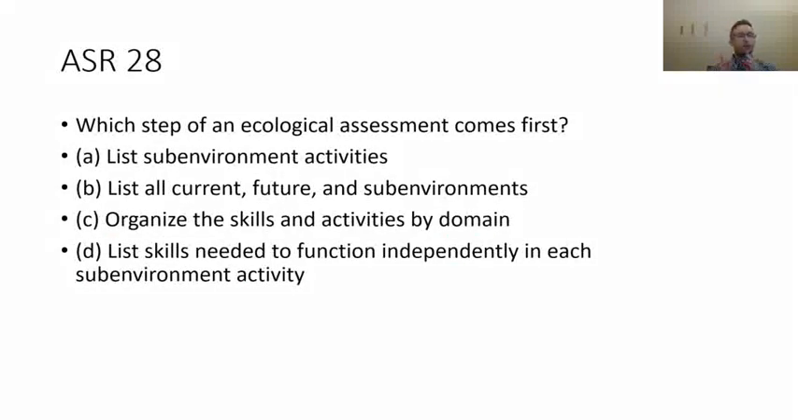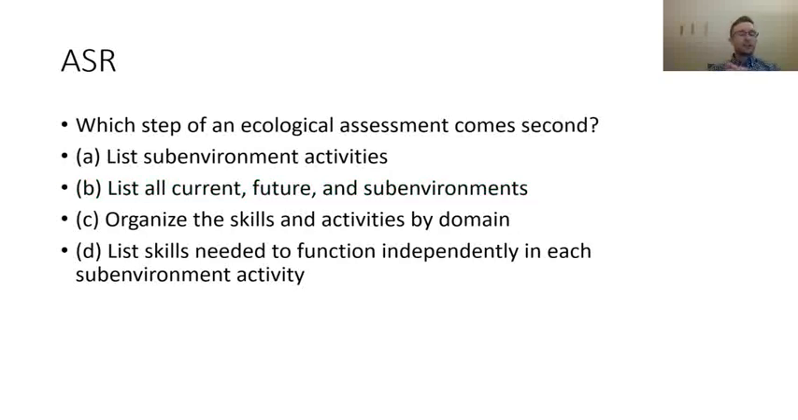ASR 28. Which step of an ecological assessment comes first? Is it A, list sub-environment activities, B, list all current and future sub-environments, C, organize the skills and activities by domain, or D, list skills needed to function independently in each sub-environment activity? Give you a couple more seconds. Alright, I'll close the poll. The answer is B. List all current and future sub-environments.